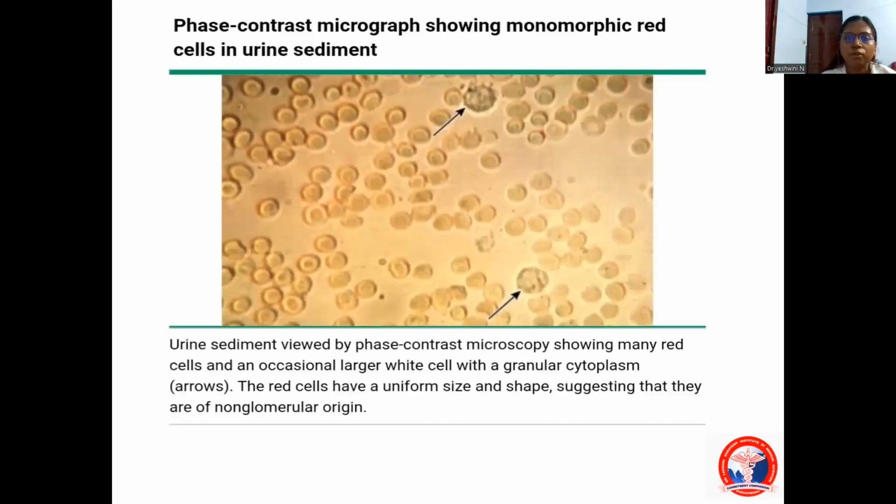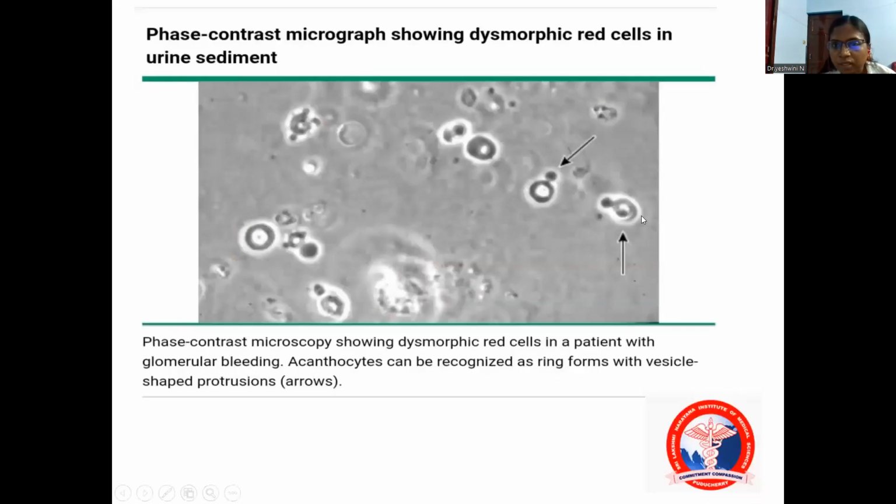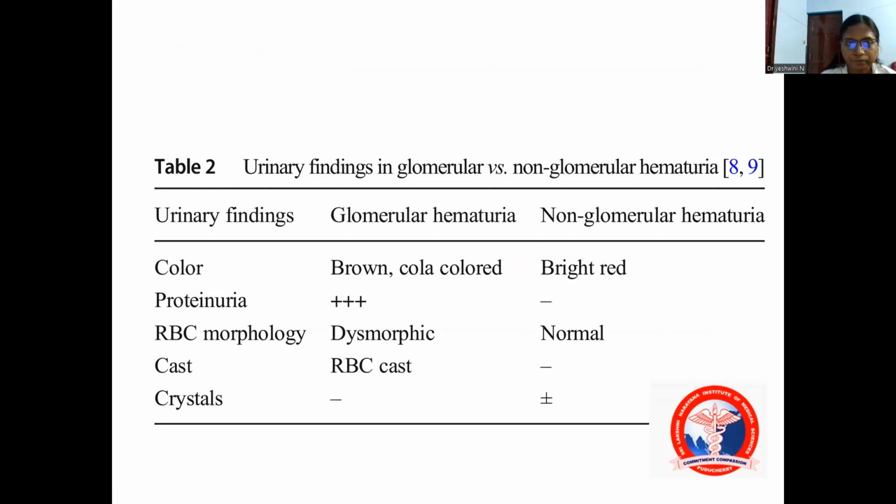This is one of your urine microscopic findings. You have RBCs in the urine which are not deformed, which means there is no cast and no dysmorphic RBCs, meaning it is of non-glomerular origin. Here you can see dysmorphic RBCs. Dysmorphic RBCs and RBC casts mean it is of glomerular origin. Dysmorphic RBCs are seen in glomerular causes because they pass through the microvasculature capillaries.